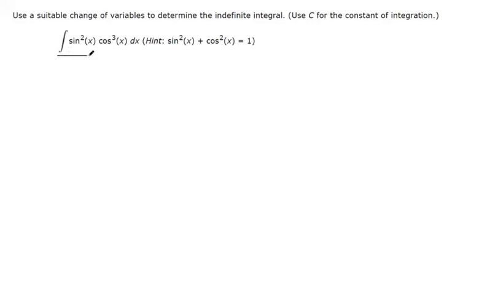We want to evaluate this antiderivative. We need to make some sort of substitution. And there's no exact way of always finding the right substitution. Sometimes you just got to sit and think about it for a bit. And they gave us a hint.